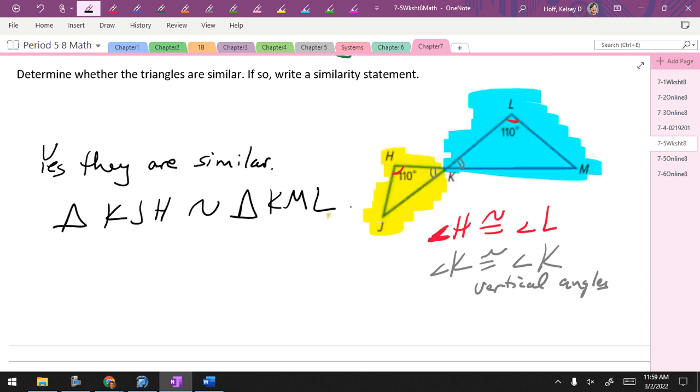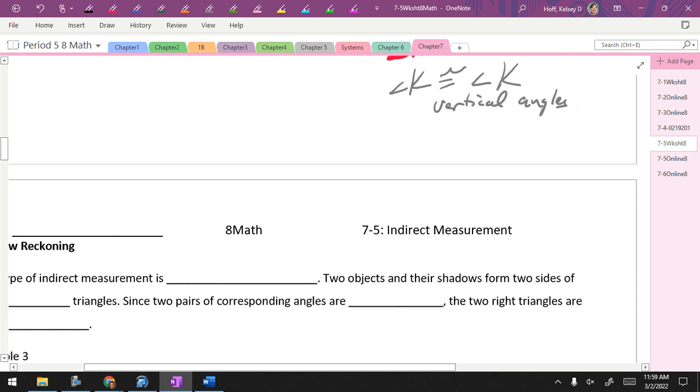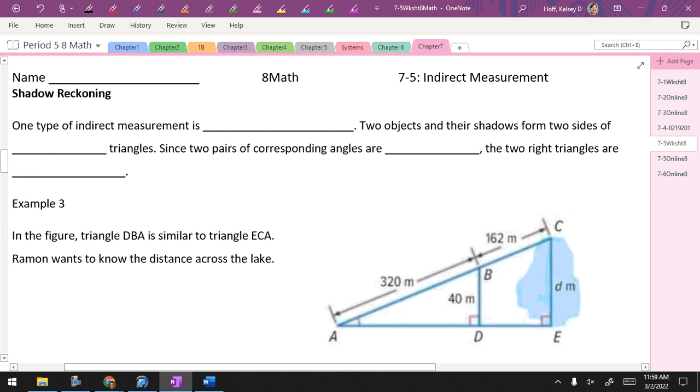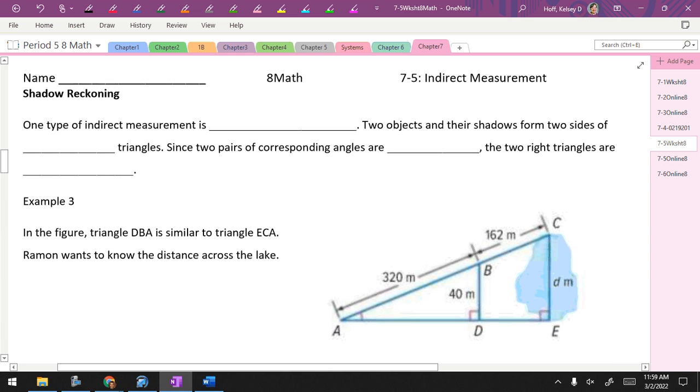Okay, cool, Miss Off. We've talked about this word similar for like a million days. I thought we were talking something new today. So let's get into what indirect measure actually means. One type of indirect measurement is called shadow reckoning.